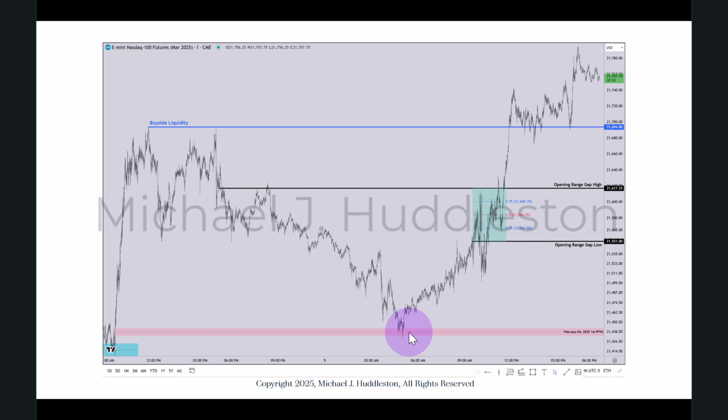Okay. So we have a nice turning point here. That's the low of the day. And the market rallies up into a draw on liquidity here. But let's get some detail. Let's pull back the veil on market wizardry, if you will.